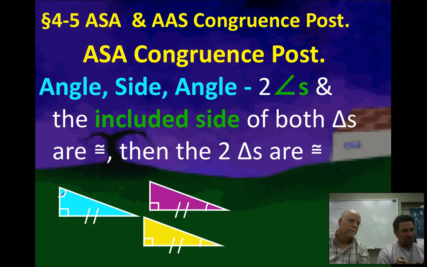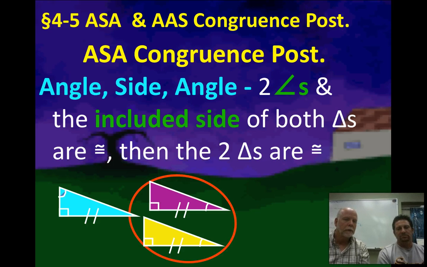Yep, and then angle, side, angle. Right. So the pink and the yellow are the ones that match up here, and those two triangles would be congruent by ASA. Okay, and again, it forces the other sides and the other angle to be congruent then.